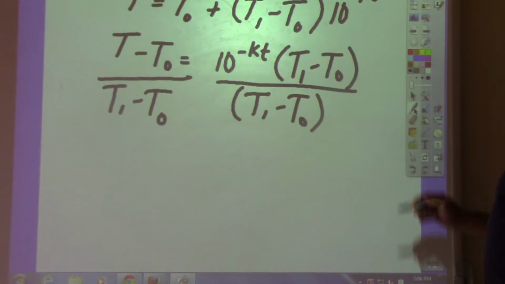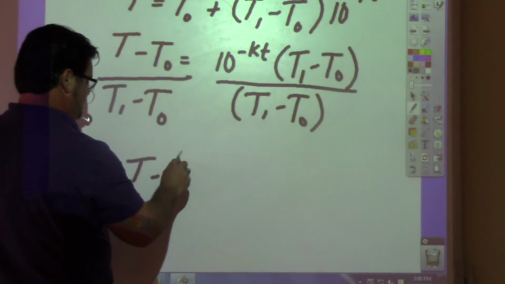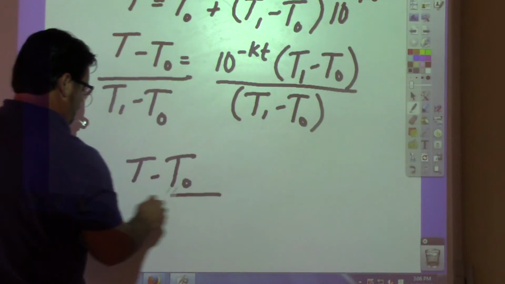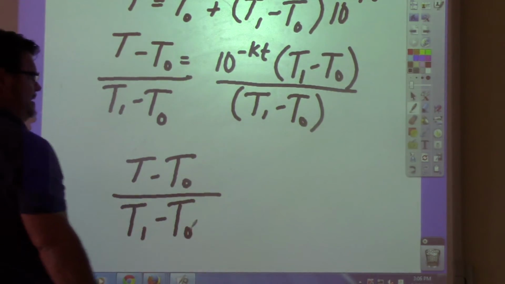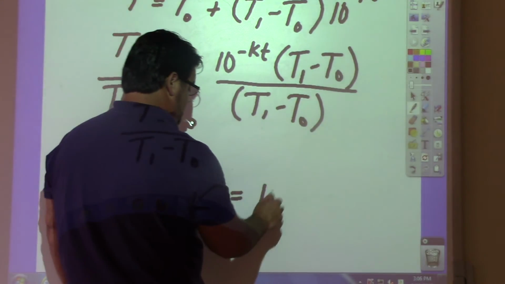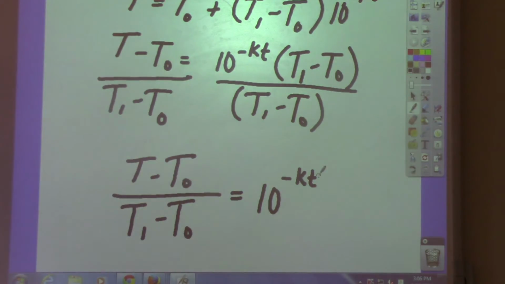So now we've got T minus T sub O over T sub I minus T sub O, and that's equal to 10 to the negative KT power. Now what? What is the log that you would use here?